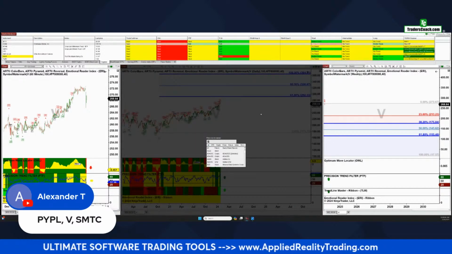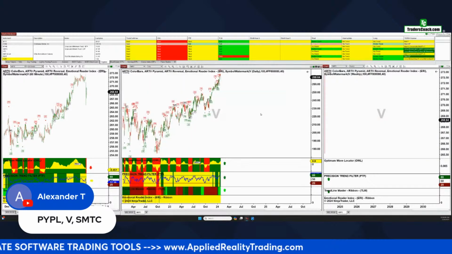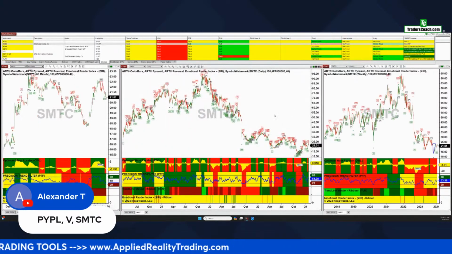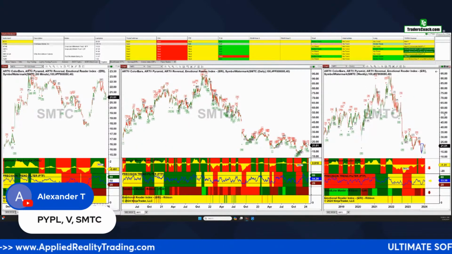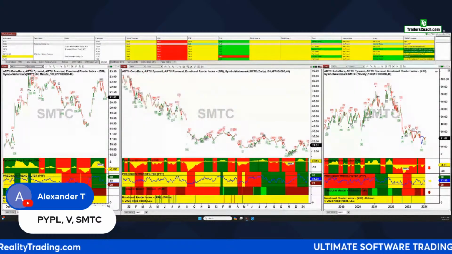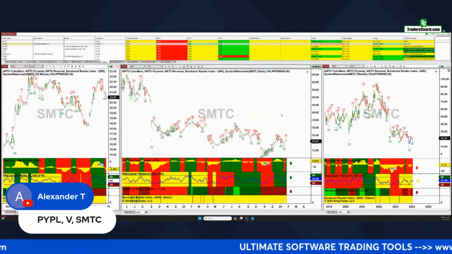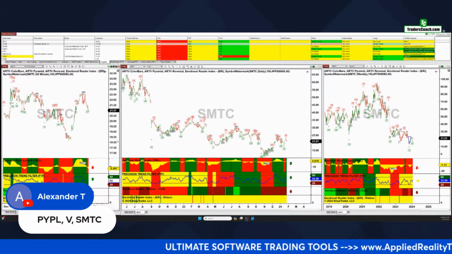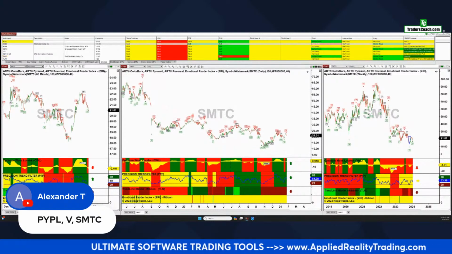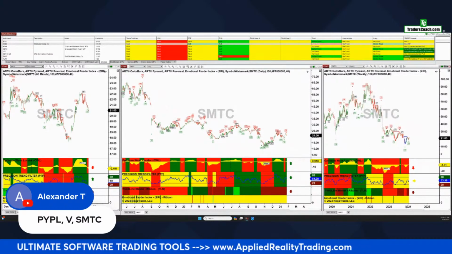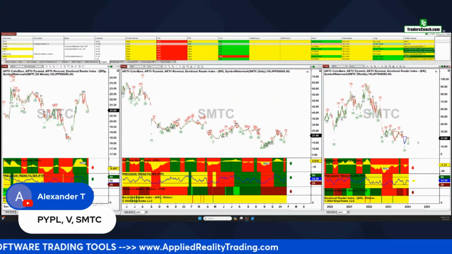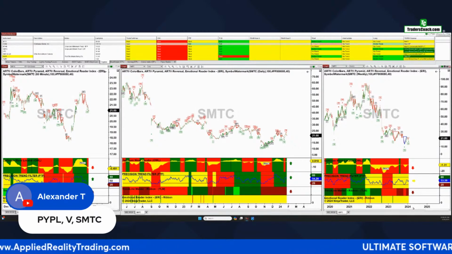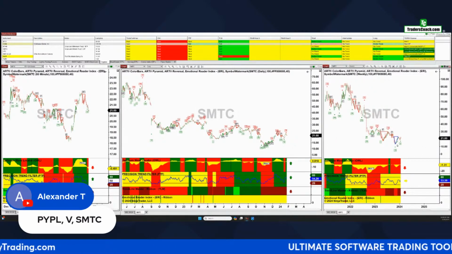All right, SMTC. This one has come down. The question is, do we have a bottom? We have green PTFs on the short-term time frame, so that's a good thing. We have some active pyramids here, so we may have a bottom here. It's possible. The long-term charts do not indicate that yet, though.